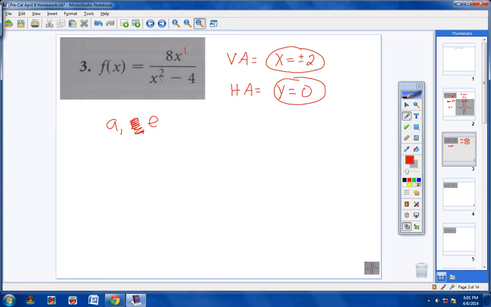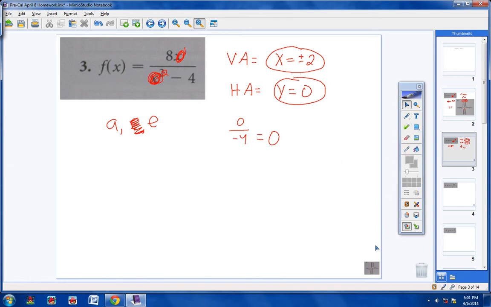Well, let's real quick put a 0 in for x. That's always really easy to do. So put a 0 in for x here, put a 0 in here. 8 times 0 is 0. 0 squared minus 4 is negative 4. 0 over negative 4 is 0. So we should have a y-intercept at 0. So we go to A, and we have a y-intercept at 0. And we go to letter E, and we have a y-intercept of 0. So it looks like it could be either one of these, okay?